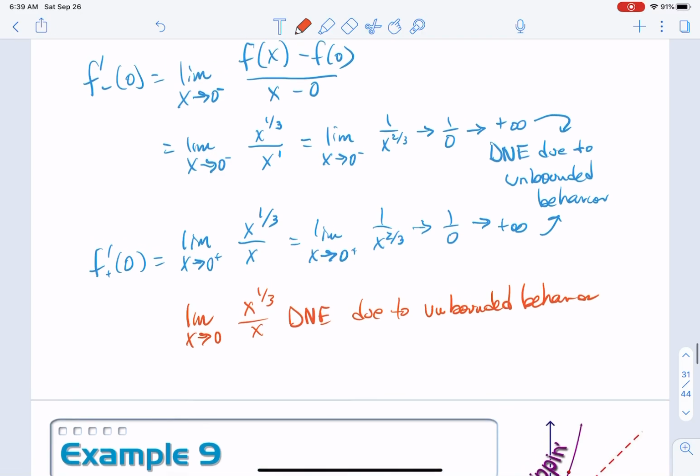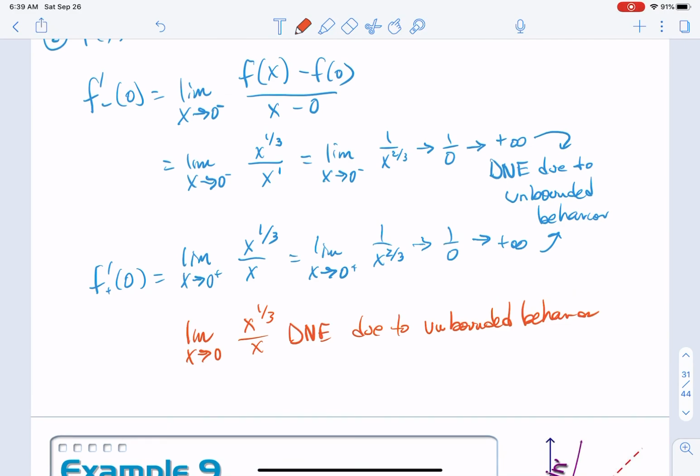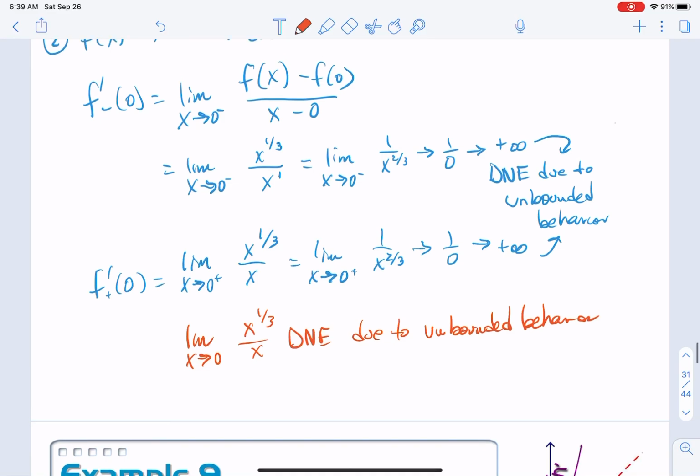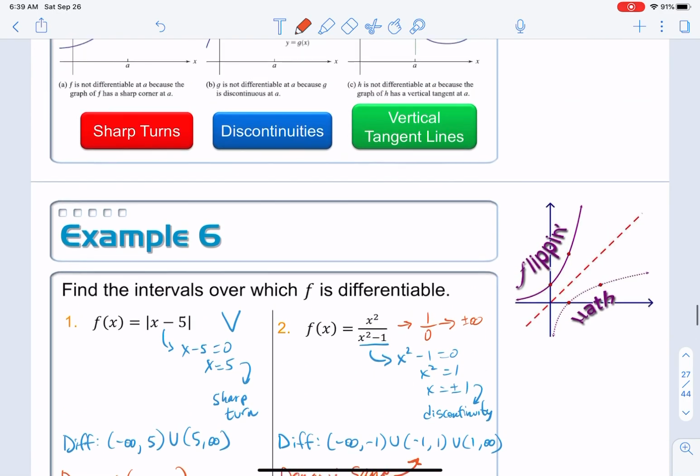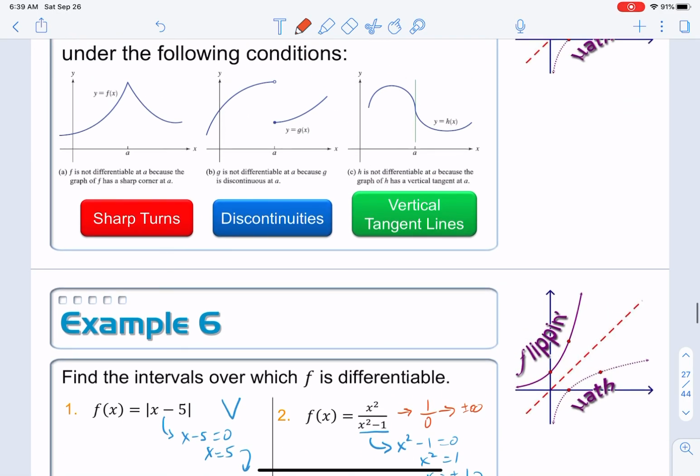It's unbounded behavior. We interpret that. Remember, we just found a slope there, and the slope is infinitely big. When your slope is infinitely big, we have a vertical tangent line, which again is the reason why back up here we don't have a derivative, right? So on this one, you're going to basically get a slope of infinity. Infinity implies that the limit does not exist due to unbounded behavior, and derivatives, that's all they are.